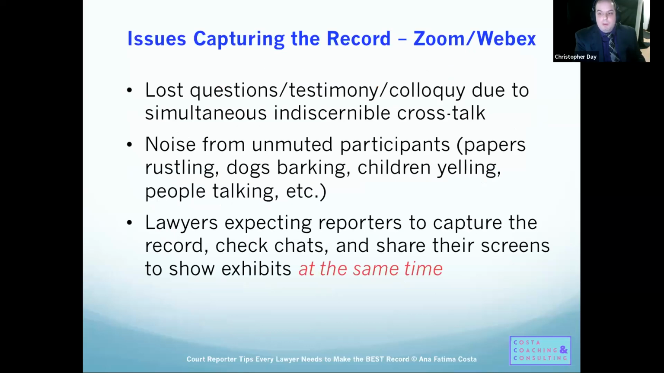We talked about people speaking all together, and we talked about background noise. Let's talk about expecting us to mark exhibits, though, and take testimony at the same time. We absolutely do everything we can to give good customer service, but we have our hands down on this little machine, this stenotype. So just please be mindful of that when asking us to do duties in addition to taking down the record. Next slide.